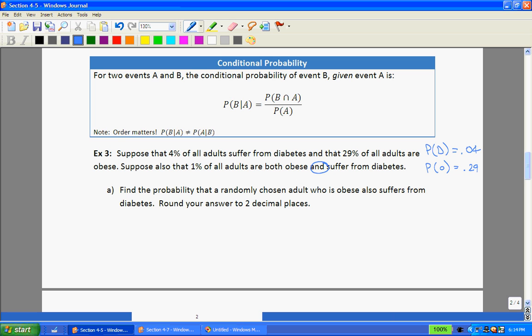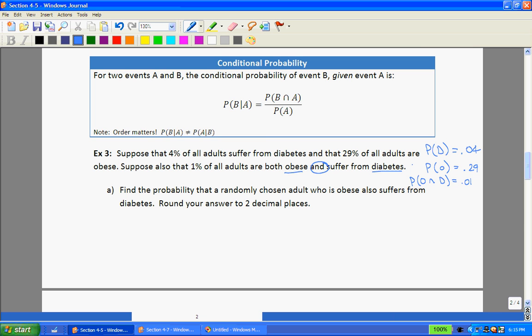That word there is really important, that "and." That lets us know we have an intersection. So we can write that as obese and has diabetes is 0.01. Now when you write down an intersection, it really doesn't matter which event goes first. I just wrote it down as it was given. So we had obese and diabetes, so I wrote it as O intersect D.